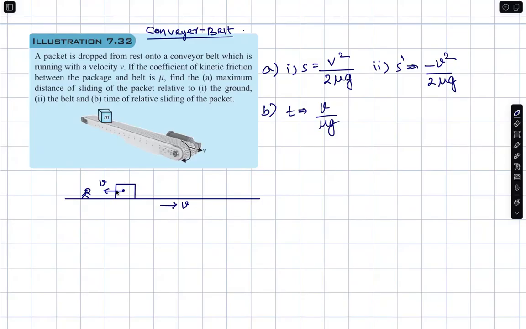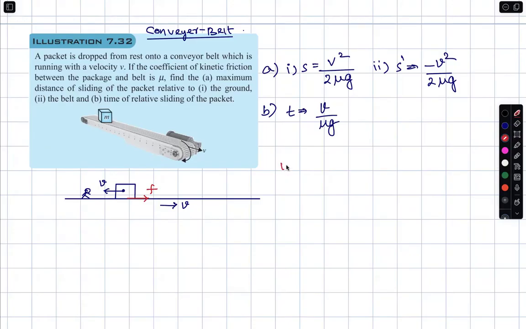Now, this block is having a velocity v leftwards. This block is having a velocity v leftwards. Now, obviously, on the block, the friction acts in this direction. That is how friction acts. Now, what is going to happen is that it will undergo some deceleration and hence comes to rest.